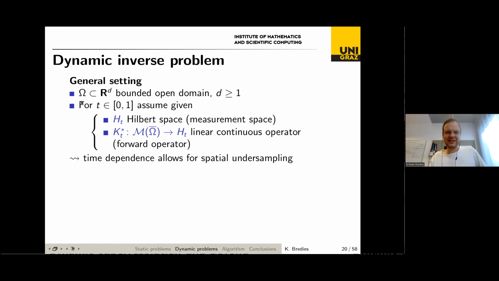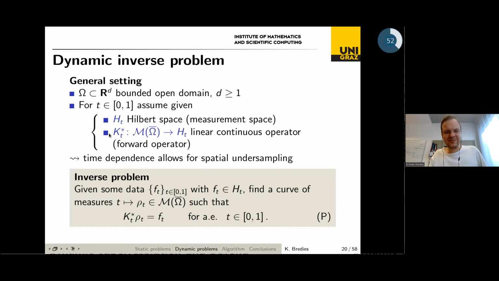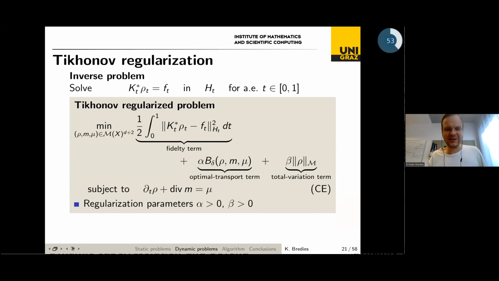So again, we have, let's say, a bounded open domain, and then we are considering the unit interval, and for each time we have a forward operator K_t star mapping Radon measures into the data space, and the data space is a Hilbert space, and now both can depend on time. And the inverse problem in a dynamic setting is then: you have some data, which is depending on time, where for each time you're in the right Hilbert space, and then you wish to find a curve of Radon measures, such that if you apply the time-dependent forward operator, you just match the data. Okay, so this is how you can formulate dynamic inverse problems.